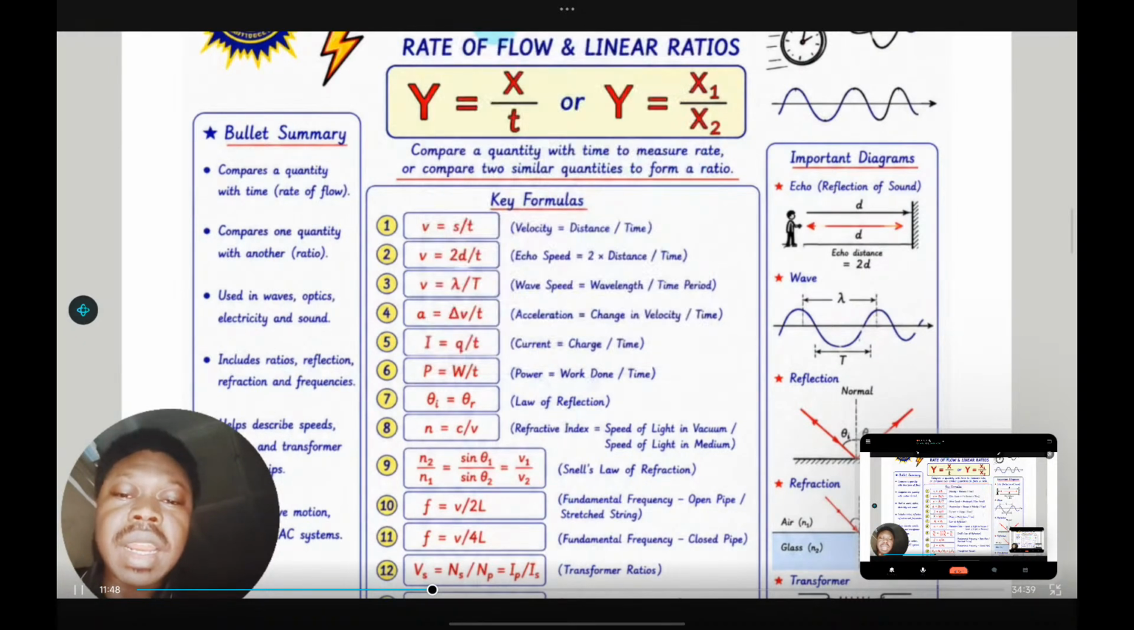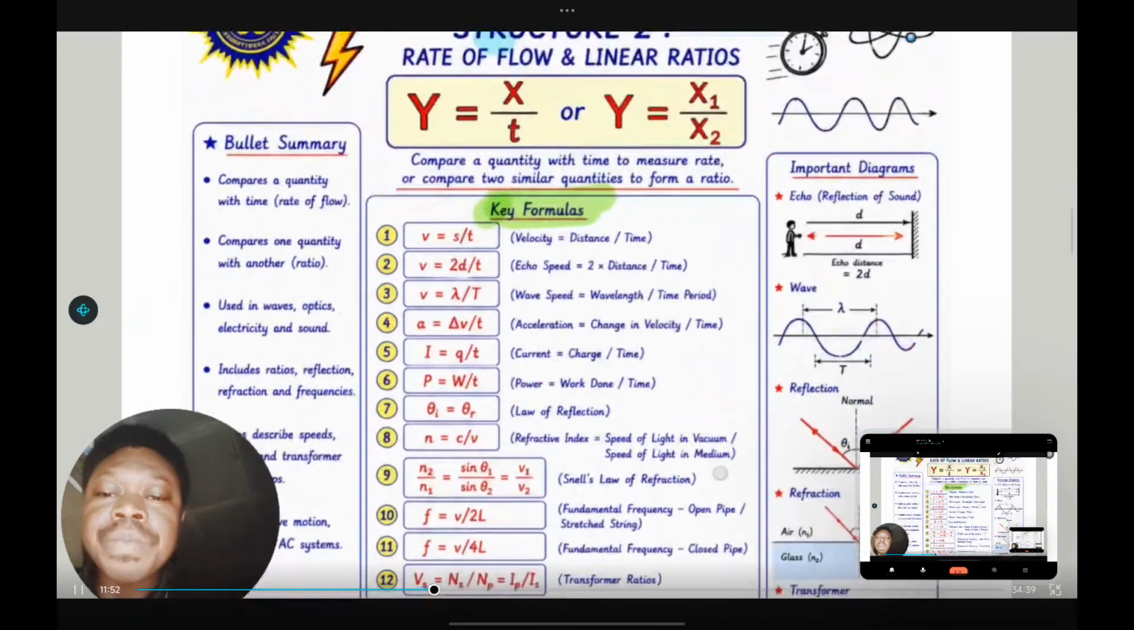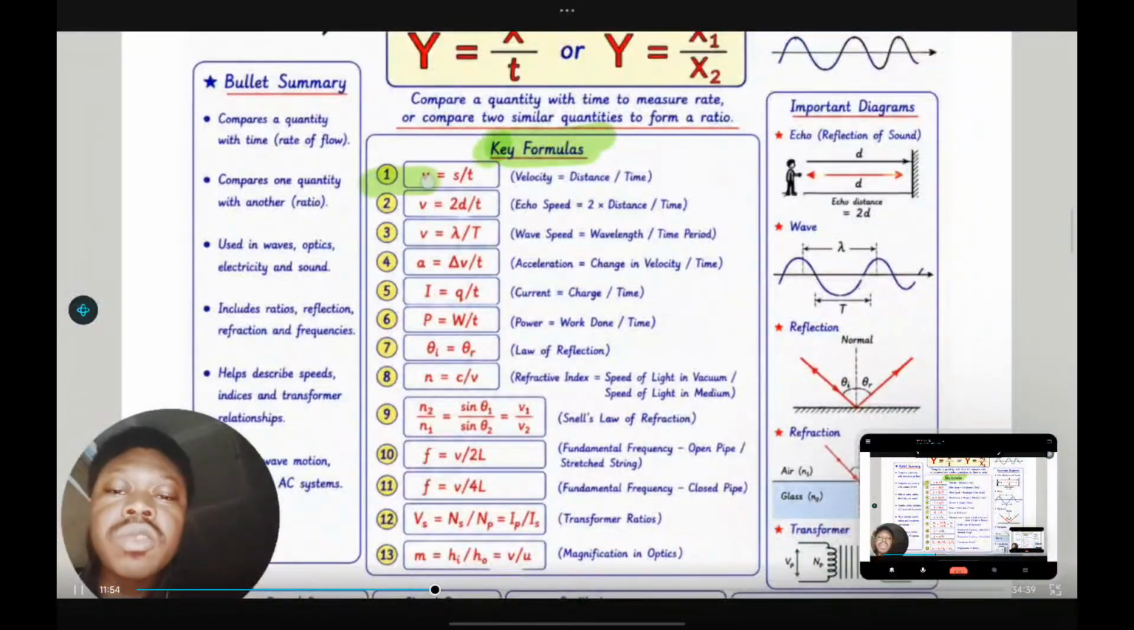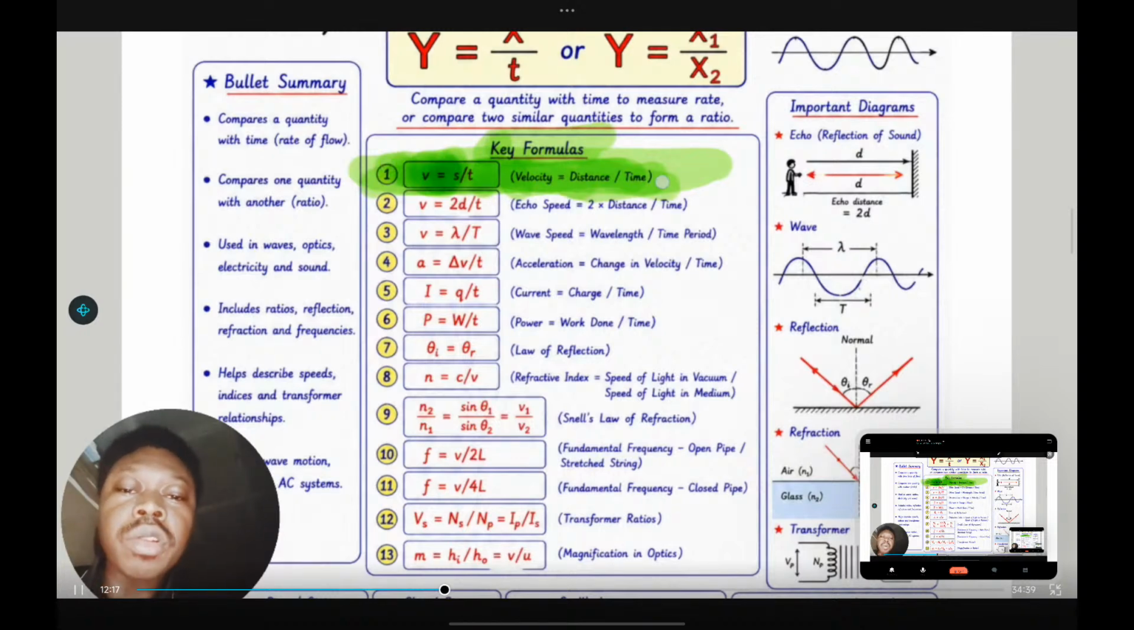That is it. Once you know the secret, I'm telling you, you will sit well in your exams and pass fantastically well. So what are the key formulas under this? I have 13 of them. For the first one, v equals distance over time. Velocity is distance divided by time. Now, observe something: this is the basic formula in physics. In fact, let me tell you one secret. Every other structure is gotten from this structure. This is the foundation. This is the boss, the final boss, the original boss.